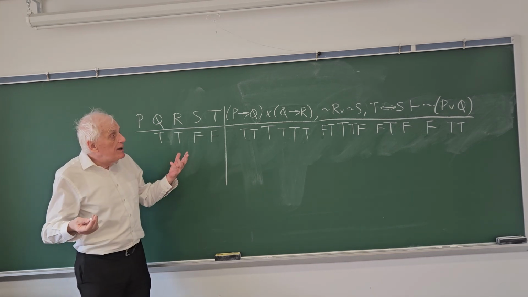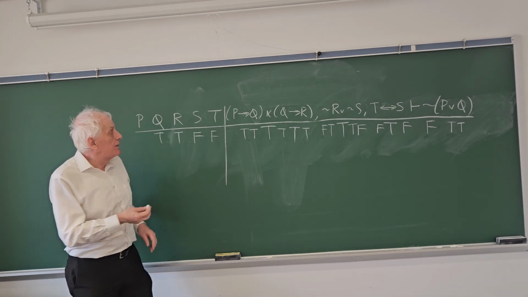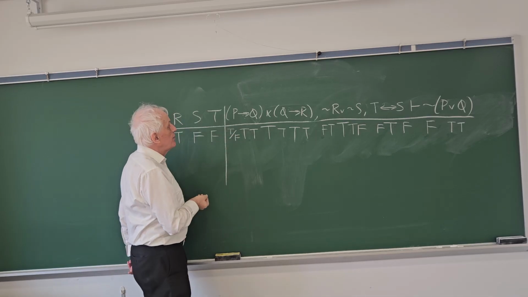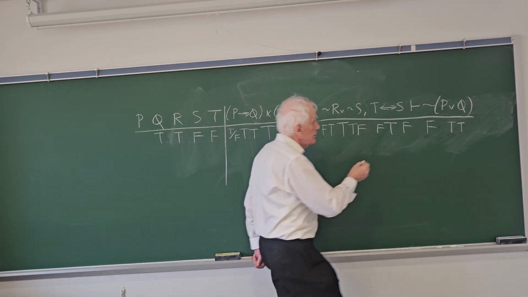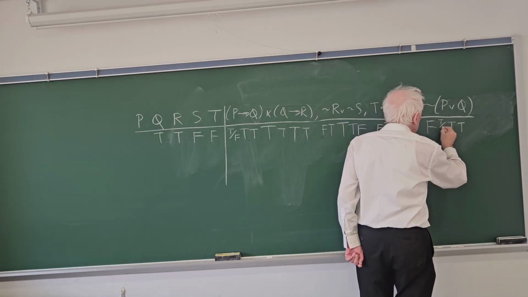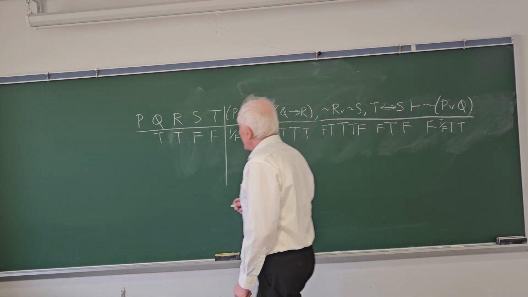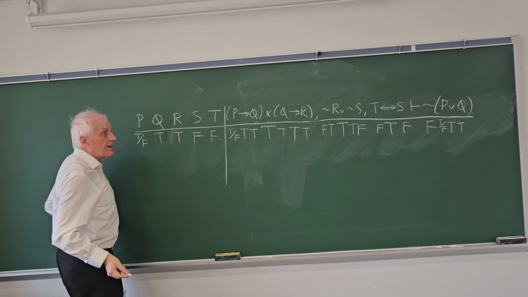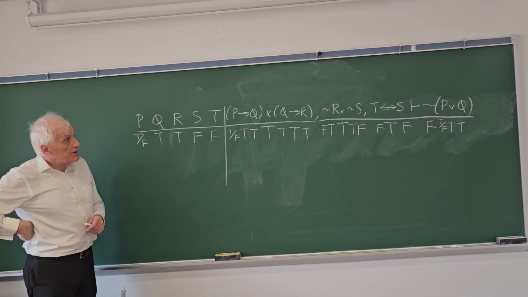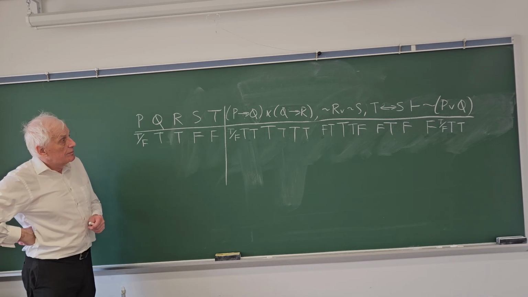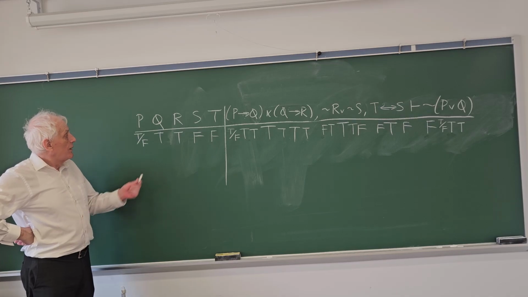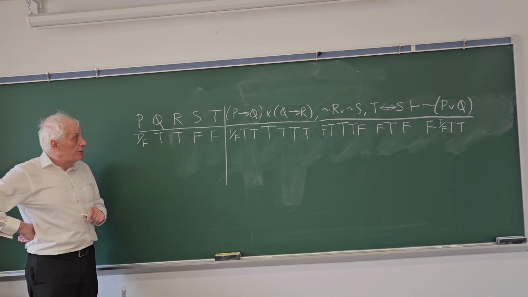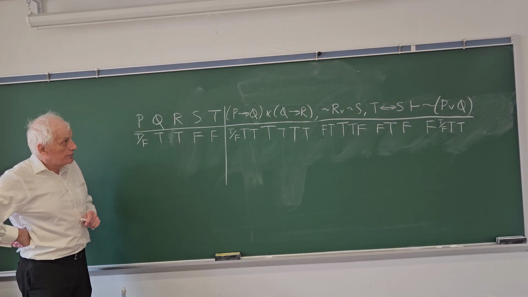And now what about P? Well, it doesn't matter. We could assign P true, or we could assign P false. And so there are 2 invalidating assignments for this sequence. True, true, true, false, false, and false, true, true, false, false.